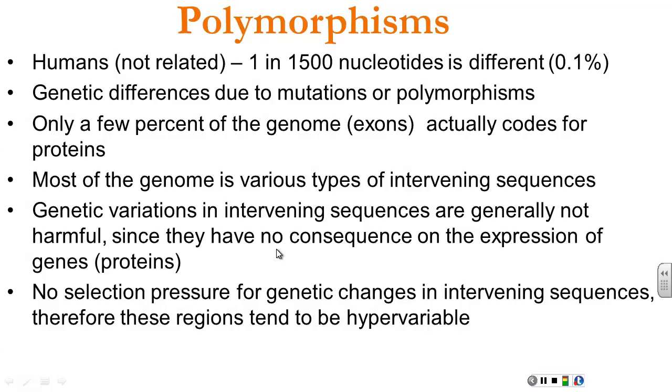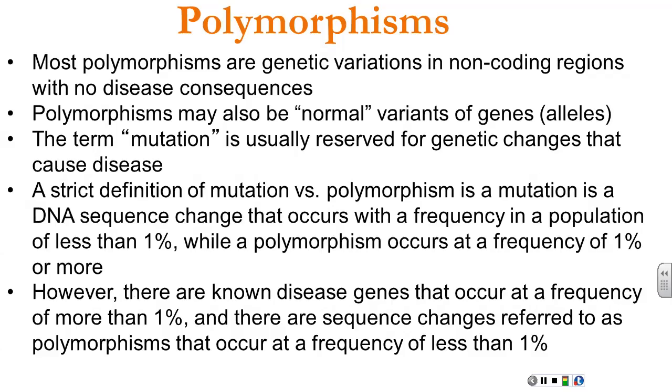Therefore, they tend to persist in the population. They're not selected against, so you'll find these to be very common. With no selection pressure, these regions tend to be hypervariable. So if you look at individuals, you'll find lots of differences in those regions compared to actual gene regions. Most of the time, those polymorphisms are in regions where you don't have exons and it doesn't affect gene expression, but they could also be normal variants of a gene.